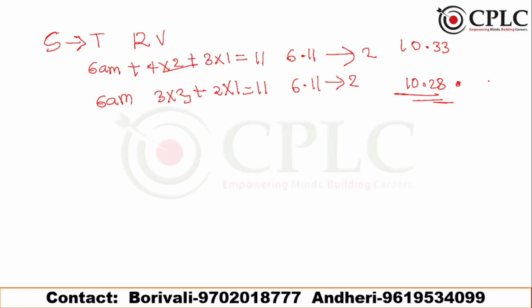Now, what will happen to that journey? There are three stations between T and R. If you see that diagram, in those three stations the traveling time will be 4 into 3 plus 3 into 1, which is 15 minutes, and therefore Priya will reach R by 10:43 a.m.